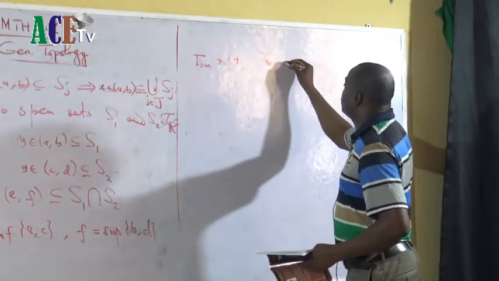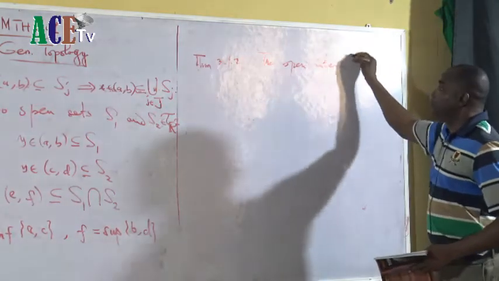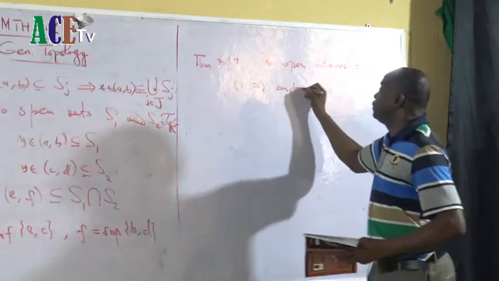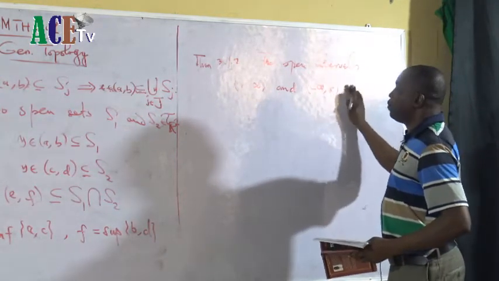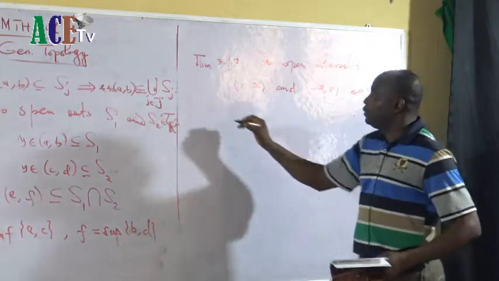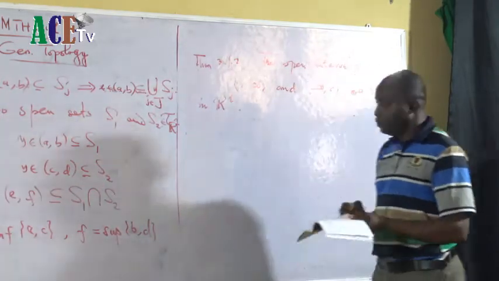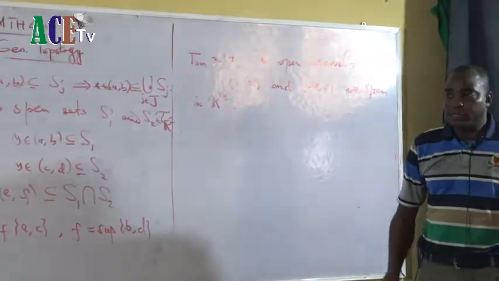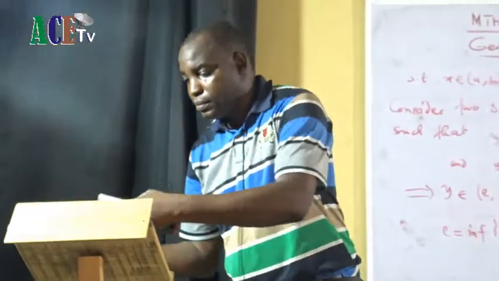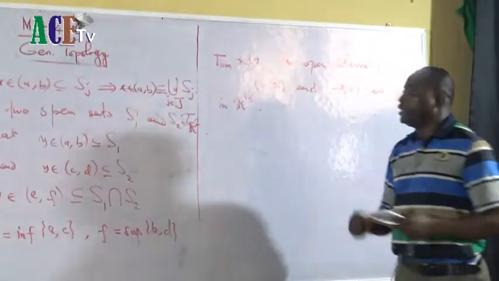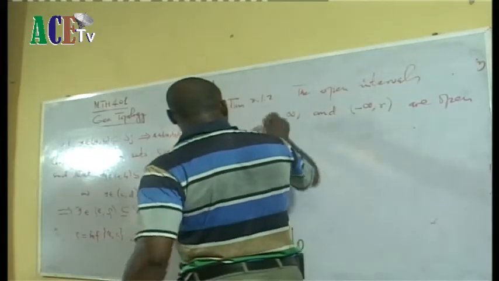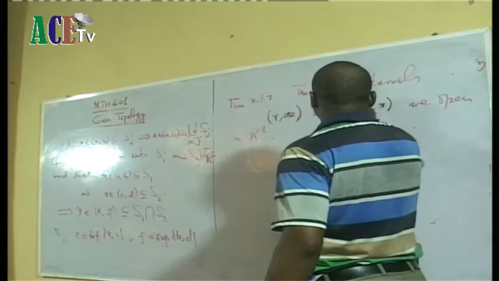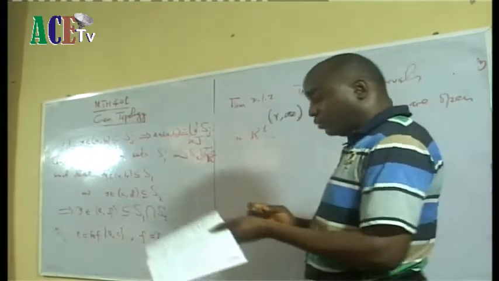The open intervals (r, infinity) and (minus infinity, r) are open in R1. This I will need to change my marker for visibility. So let me do that. So for legibility, we've changed our marker. So let's see. We want to show that these open intervals (r, infinity) and (minus infinity, r) are open in the topology of R1.